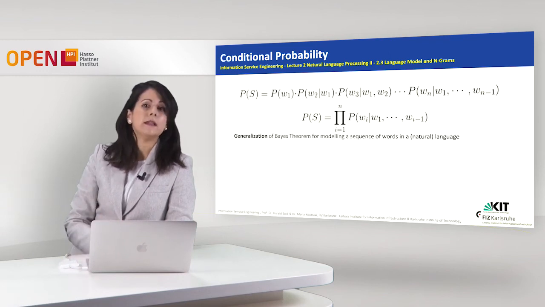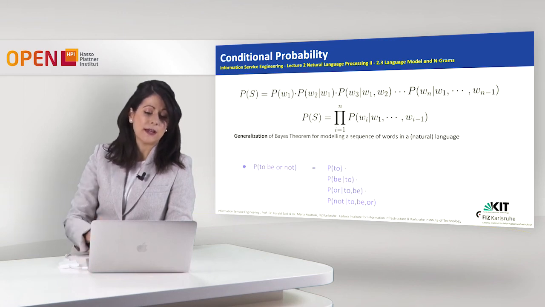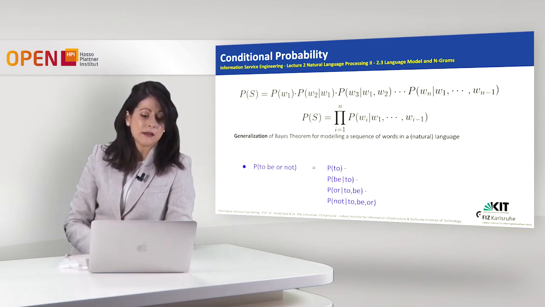So this probability can be rewritten in this way, to conform to a sequence of words. And this is actually the generalization of the Bayes theorem for modeling a sequence of words in a natural language. This is what we are going to use from now on. Let us check a small example of how this would apply to a sequence of words, or a small sentence, the one that we already have.